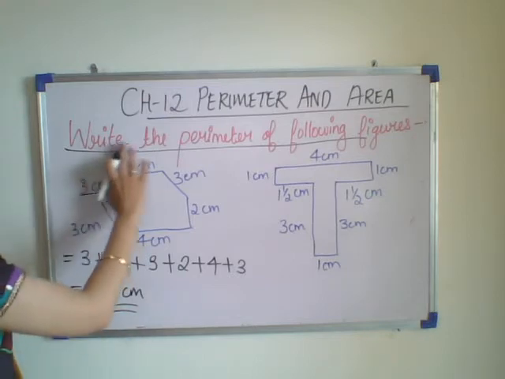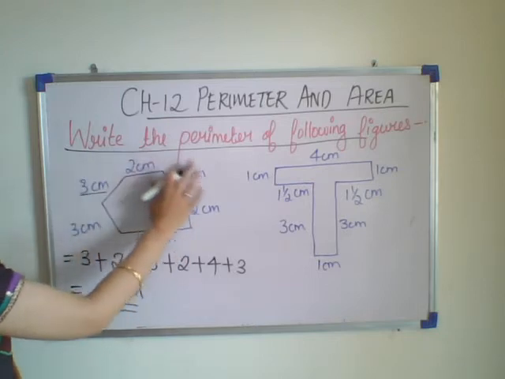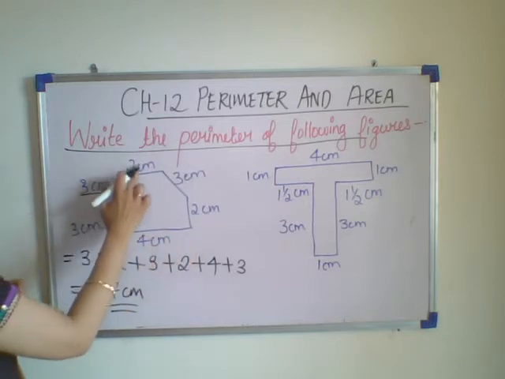Perimeter is the complete boundary which is covered by this figure. So we have to add all of this.